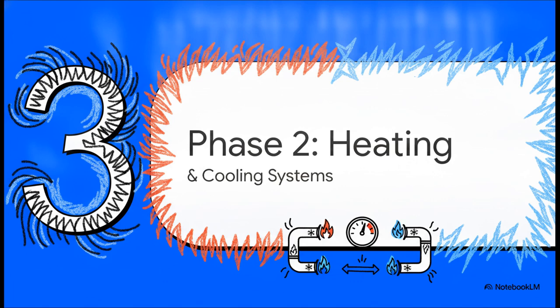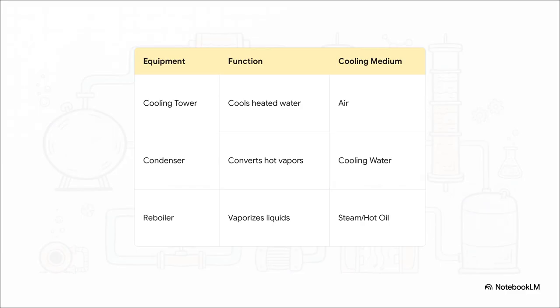Which brings us to Phase 2, heating and cooling systems. Because our reactors generate such extreme conditions, our next stop has to be the climate control systems that keep these volatile chemical reactions perfectly stable. If you don't control the heat, you absolutely do not control the plant. Our thermal workhorses here are cooling towers, condensers, and reboilers. Think of them as the hidden HVAC system of the plant.